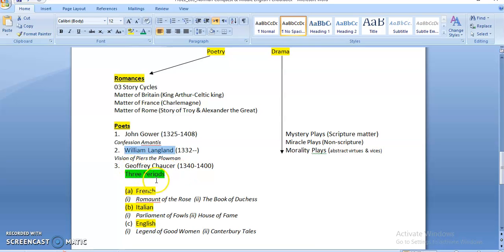Geoffrey Chaucer had three periods in his career. One was French, when he imitated French models. So he wrote A Romance of the Rose and the Book of the Duchess. Then he was influenced by Italian models, particularly Boccaccio and Dante, and Petrarch to some extent. So he wrote A Parliament of Fowls and House of Fame, and the last stage was the English period, that is Legend of Good Women and Canterbury Tales.